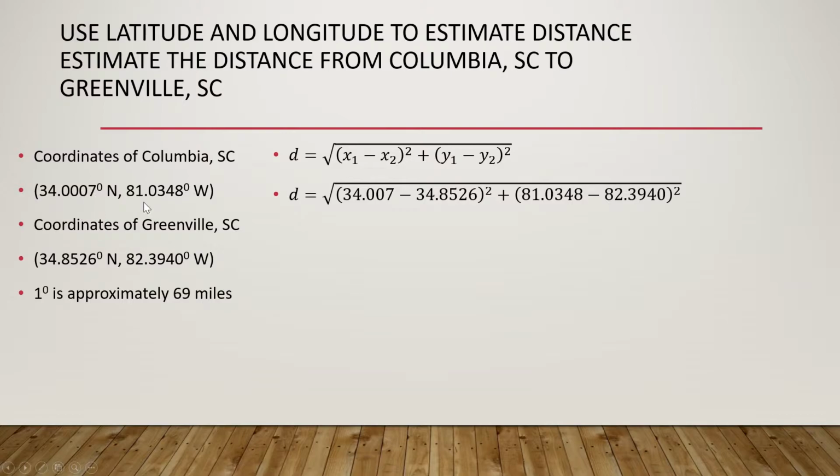This would be x, this would be y. So 34.0007 minus 34.8526. Actually, there's another zero there. I did it in my calculation, but I forgot to put it in, so that's a little typo. And we've got 81.0348 minus 82.3940, those are our y values. We're going to subtract those and square those. These are the approximate values when you subtract and square. I did those separately using my calculator, and you can pull yours up and do that too.